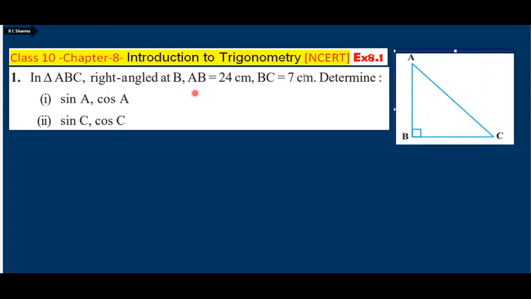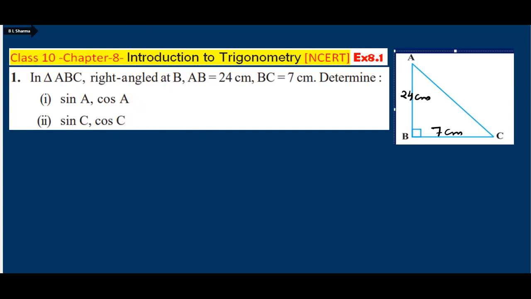Question number 1: In triangle ABC, right angled at B, AB is 24 centimeter, BC is 7 centimeter. Then determine sine of A, cos of A, sine of C, cos of C.